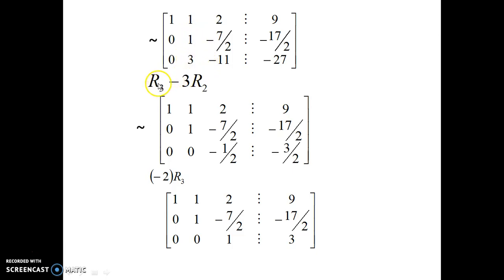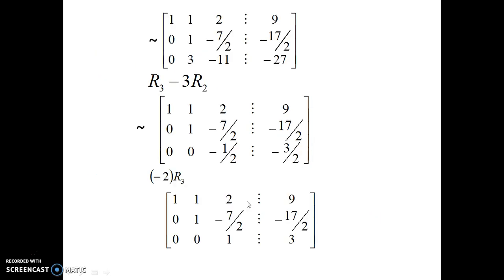For this we apply R3 - 3R2, which means we multiply the second row by 3. Then after solving this transformation we get 0 0 -1/2 and -3/2. Then we have to multiply the third row by -2, then we get the new row 0 0 1 and 3. Now the augmented matrix is in echelon form.